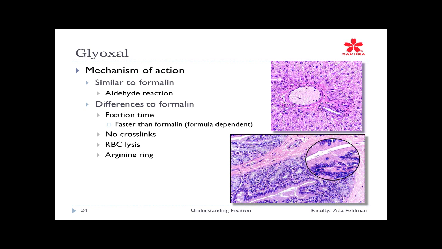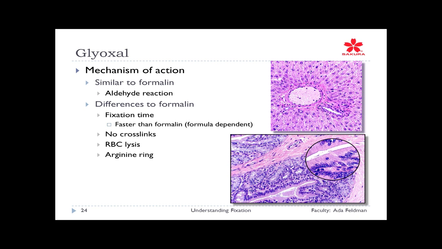Because of its unique shape of being a dialdehyde and its size, glyoxal generally does not cross-link in the time period that would be used in anatomical pathology. Much, much longer times are needed, which are just not practical for histology use. So you're not going to get cross-linking. And on top of it, something that's totally different is that glyoxal, with the general formulations that are out there, will lyse the red blood cells.